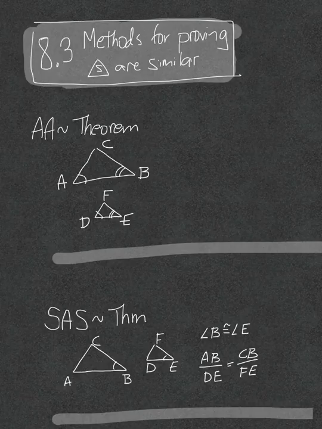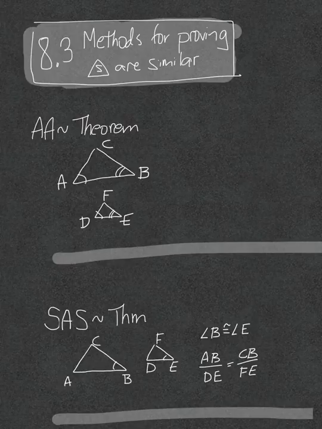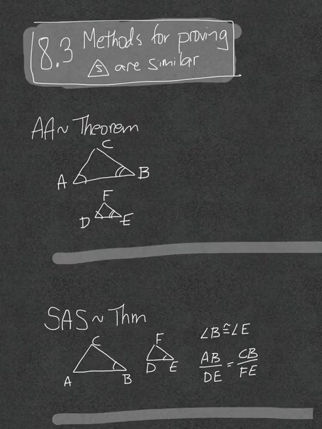Okay, my geometers, here goes a video for your notes for 8.3, methods for proving triangles are similar. There are basically three different theorems, and they all work off of the principle that if you can set three angles congruent to three angles in a triangle, then that is sufficient to prove two triangles are similar.